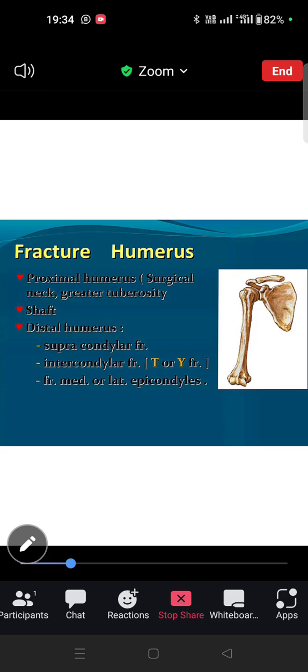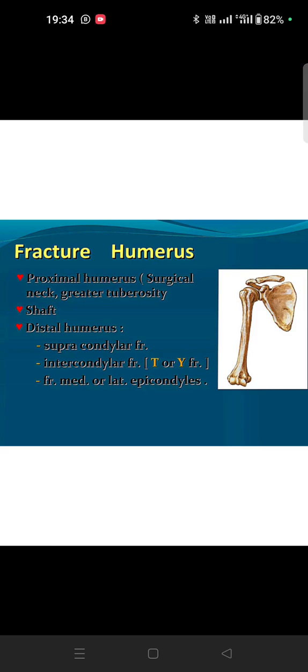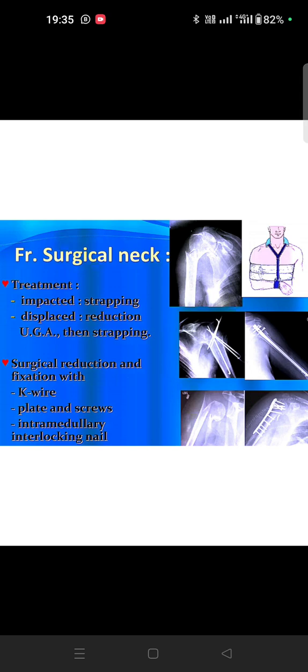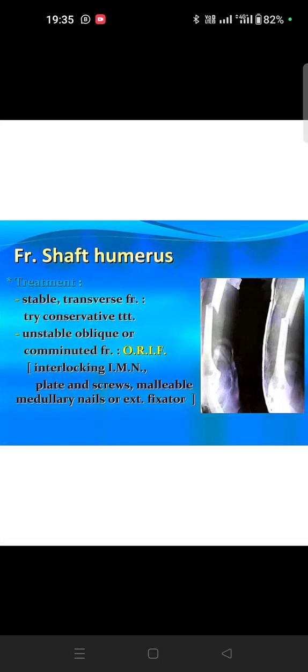Then fracture of the humerus. Humerus means proximal humerus. It's the surgical neck, greater tuberosity, shaft, and distal humerus, supracondylar and intercondylar, and the epicondyles. Then for surgical neck treatment: impacted, strapping; displaced, reduction then strapping; surgical reduction with fixation with K-wire and plate, screw and intramedullary interlocking nail. So these are the surgical procedures they will do.